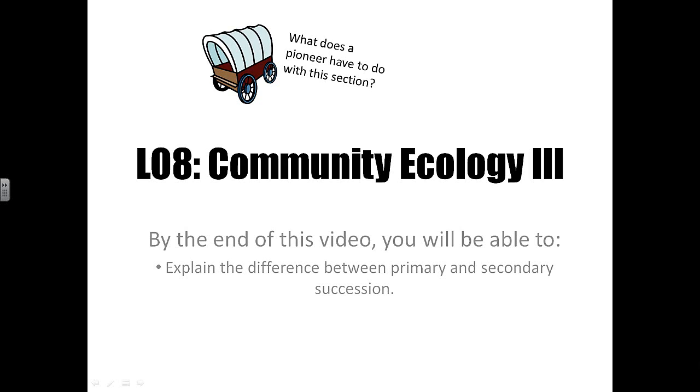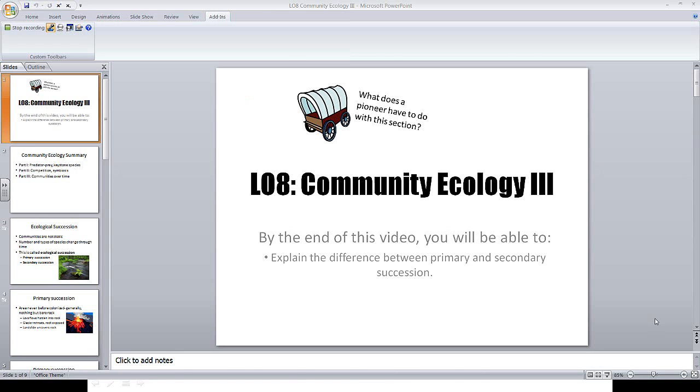We have now made it to the third part of community ecology. It's a short video. By the time we finish, you should be able to explain the difference between primary and secondary succession, and tell me, what does a pioneer have to do with this section?